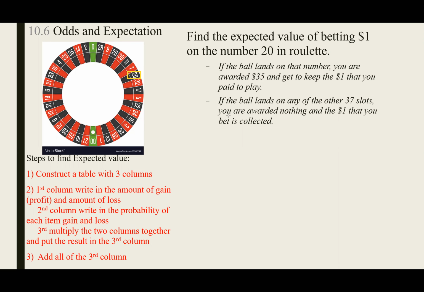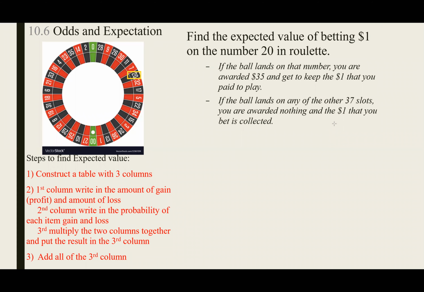If the ball lands on any other number, right? If the ball lands on number 30, you lose. If the ball lands on any other number except number 20, you will lose. And if you lose, you will lose $1. Again, the total number of slots here is 38. That's why if it lands on any other 36 slots, you will lose $1.